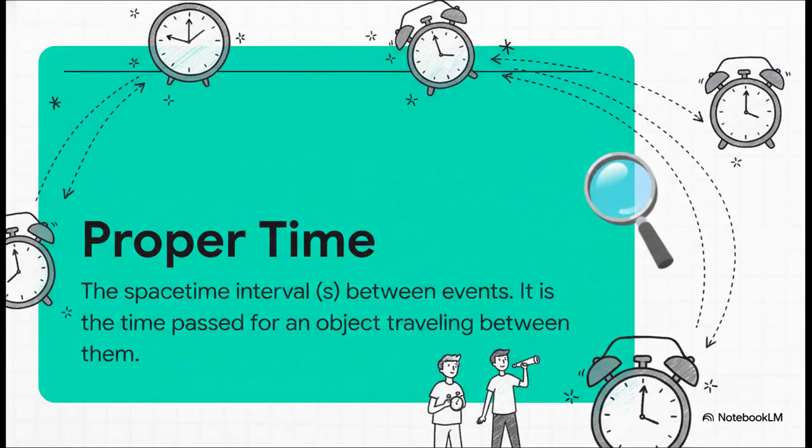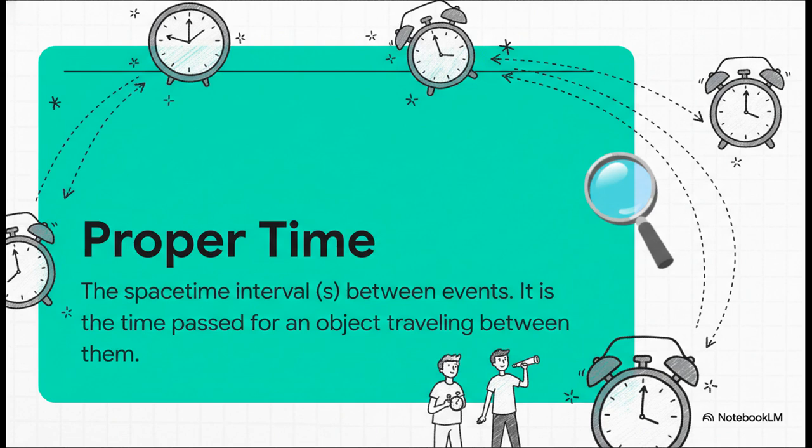So this space-time distance isn't a length you can measure with a ruler. It's actually something called proper time. It's a bit of a strange idea, but stick with me. Imagine you're holding a stopwatch and you travel between two events. The proper time is simply the amount of time that is ticked by on your stopwatch.